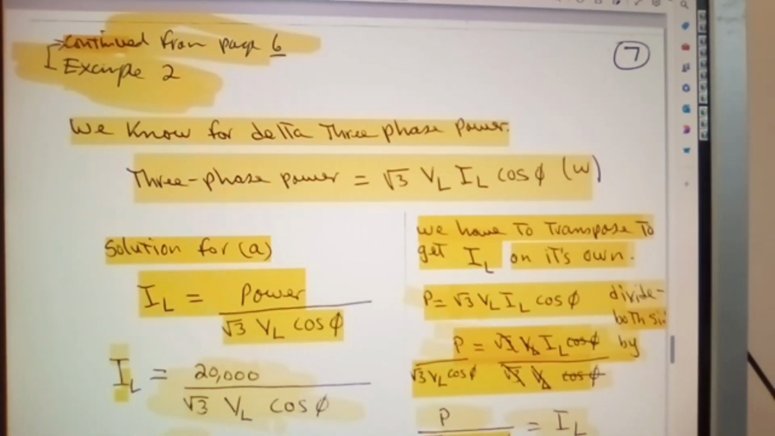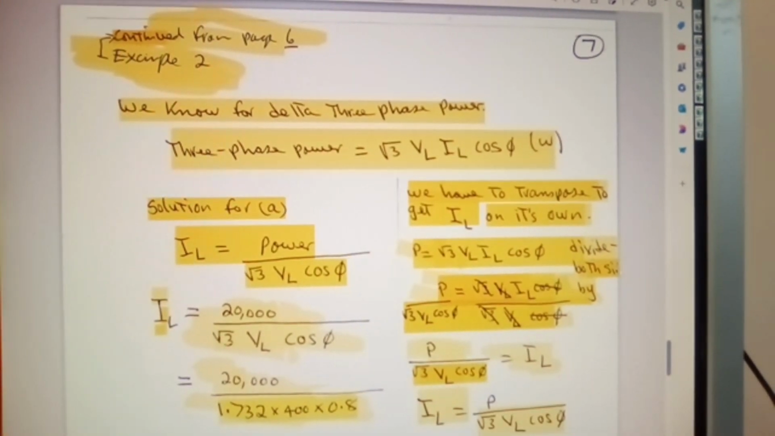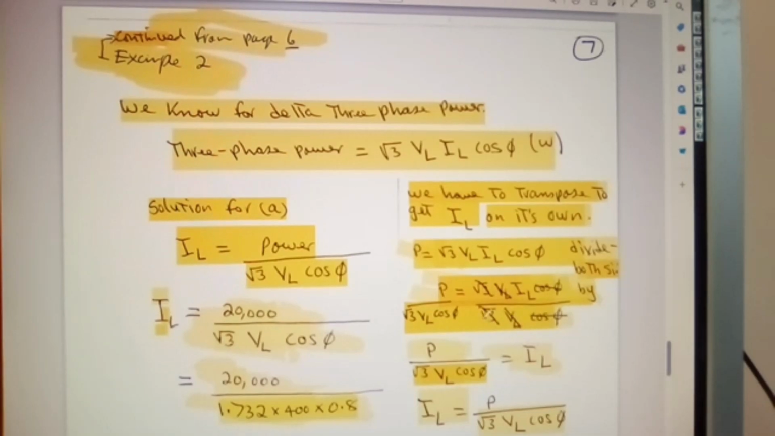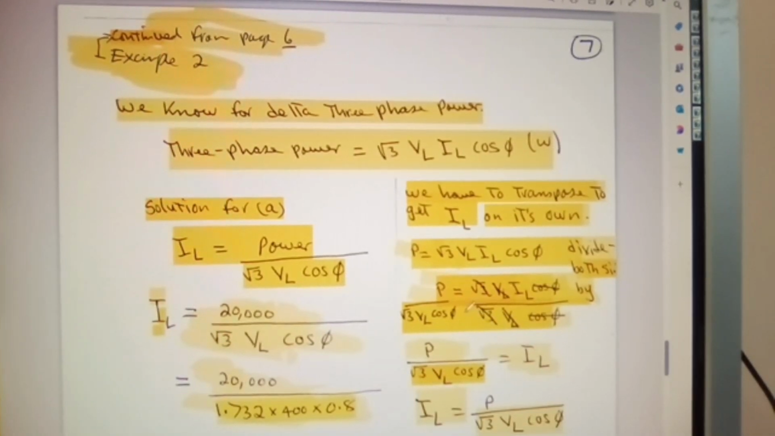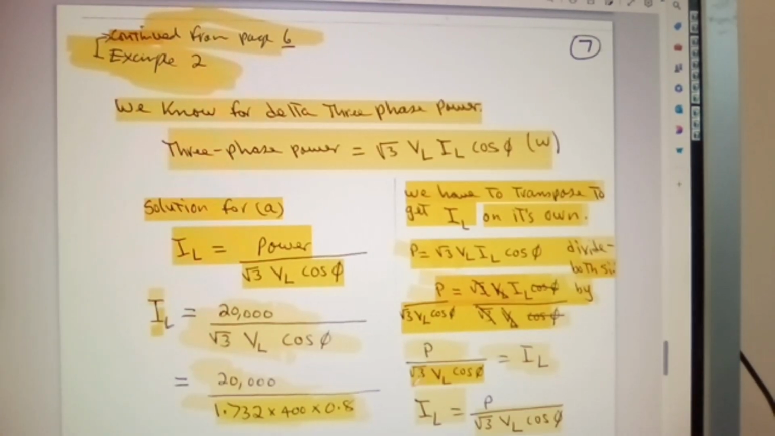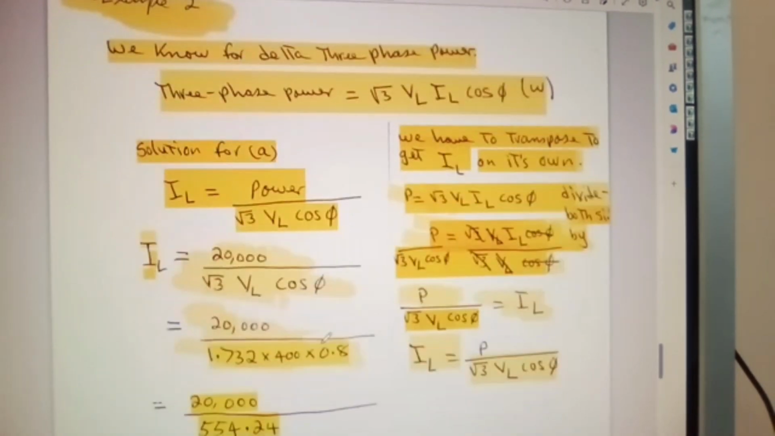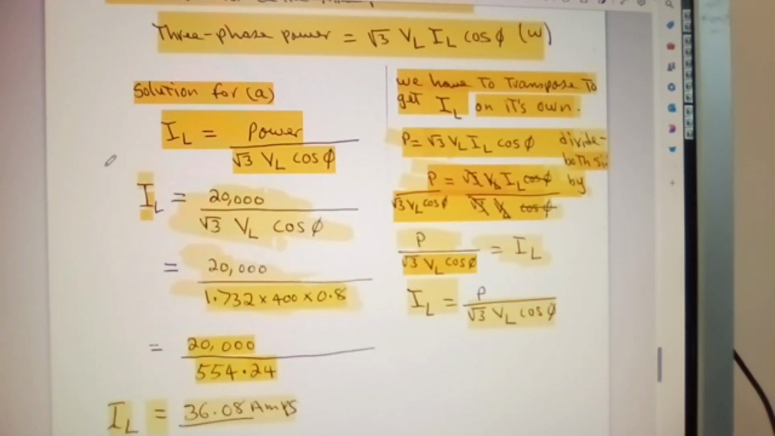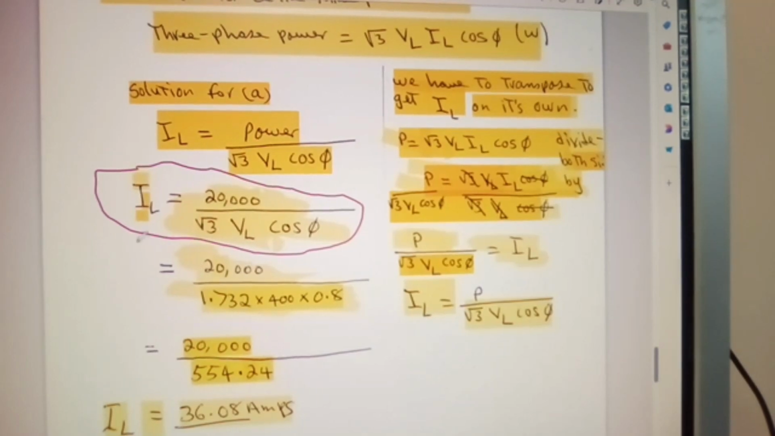Oh, sorry, divide both sides by, and you can see what I divided both sides by. Because we need current line, and then I went on to here, current line, bringing IL on its own. I then brought this into play here, and then this is your next stage.